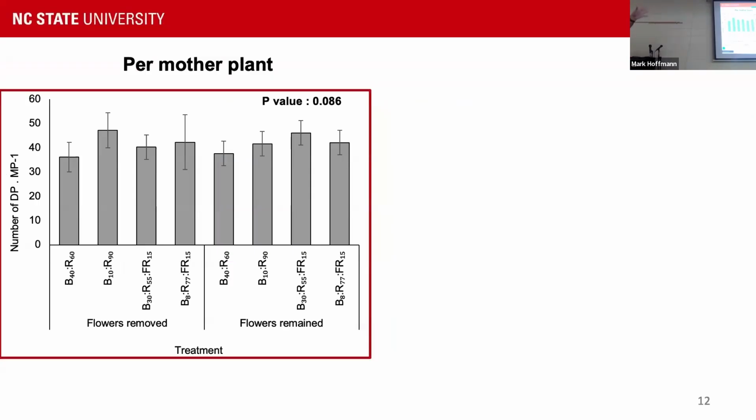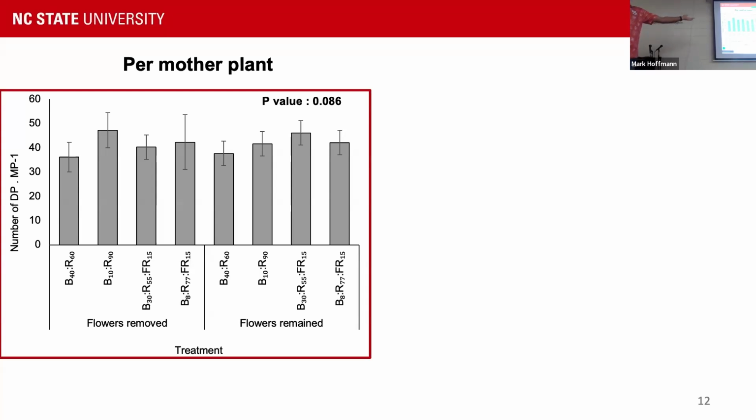Per mother plant, we saw that the number of daughter plants per mother plant was not affected by flower picking. So these ones are the ones that the flower was removed during the growth period, and on the right side, the flower was not removed. You can see if we remove the flowers or if we do not remove the flowers, at least in this experiment, we did not see a significant difference in the daughter plant production.